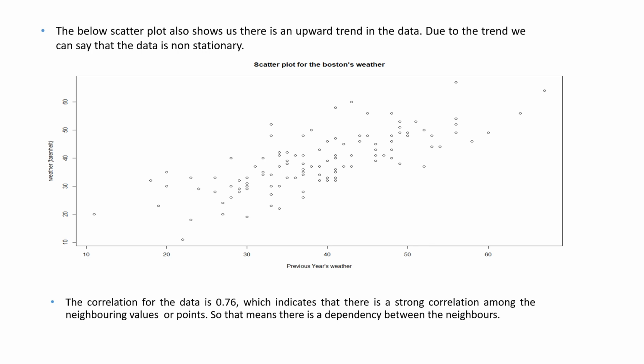When the scatter plot is plotted, it can be noticed that there is an upward trend that tells us that the data is not stationary. There is a correlation between them where the value is around 0.76. It can be clearly said that there is a strong dependency between them.